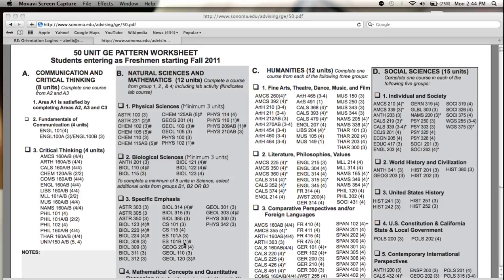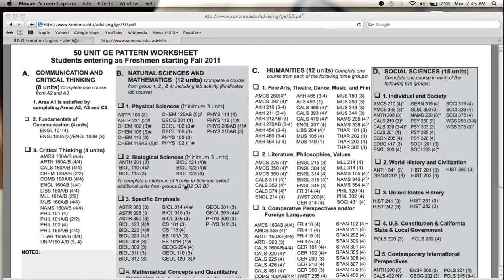Hi, I'm going to explain the GE pattern, or the general education pattern, to you today, which you can complete for graduation in addition to your major requirements and your elective or minor requirements. So as you can see, this is the GE pattern worksheet, and this is a 50-unit pattern. So this means you must complete 50 units from this sheet.